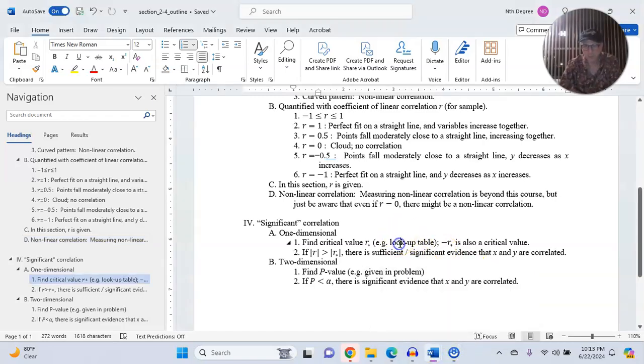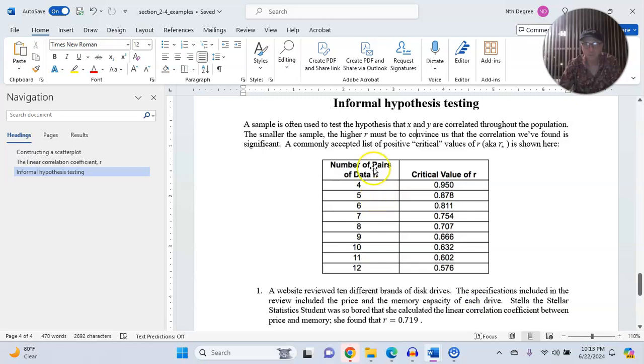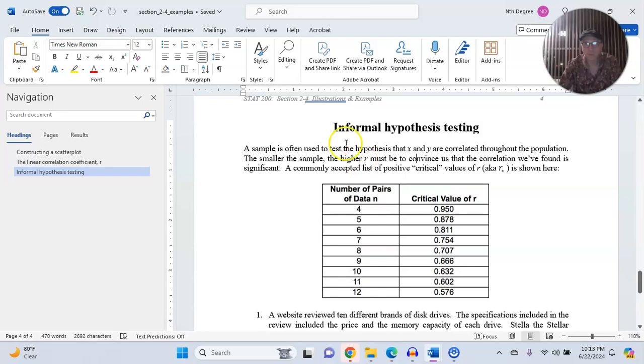So in this section, we don't have to do any calculations. These numbers will just be given to us. And let's take a look at how that would look in the examples. All right, so back to our illustrations and examples sheet. A sample is often used to test the hypothesis that X and Y are correlated throughout the population. The smaller the sample, the higher R must be to convince us that the correlation we found is significant.